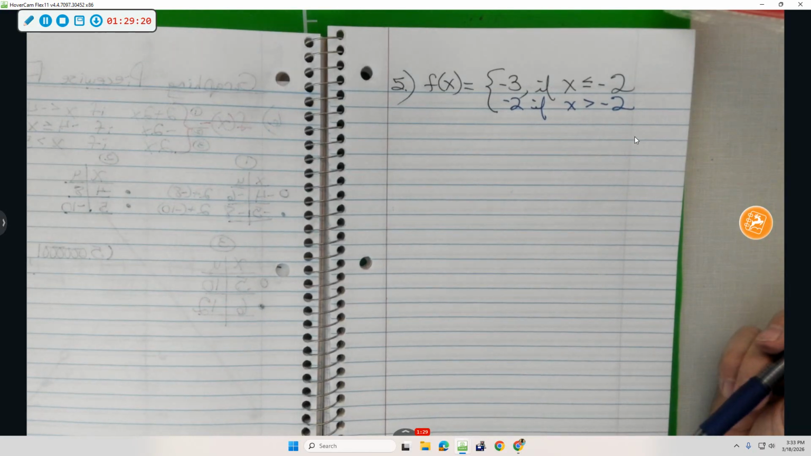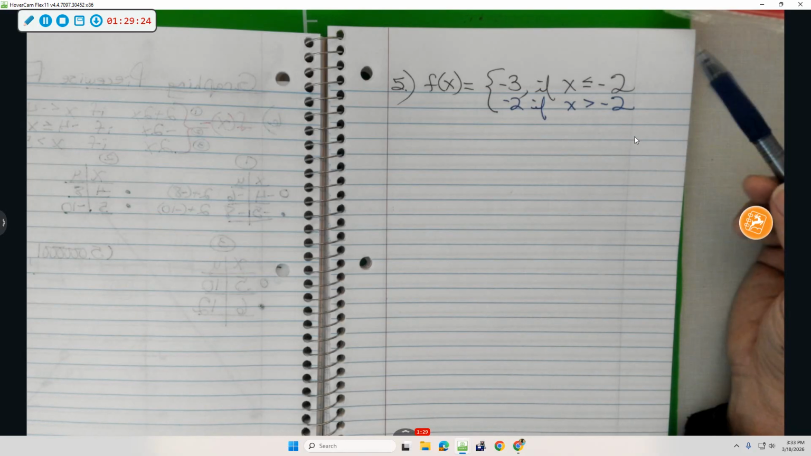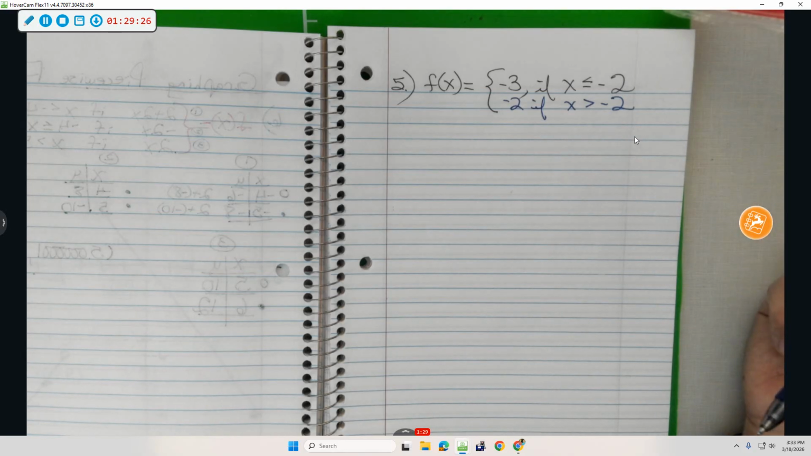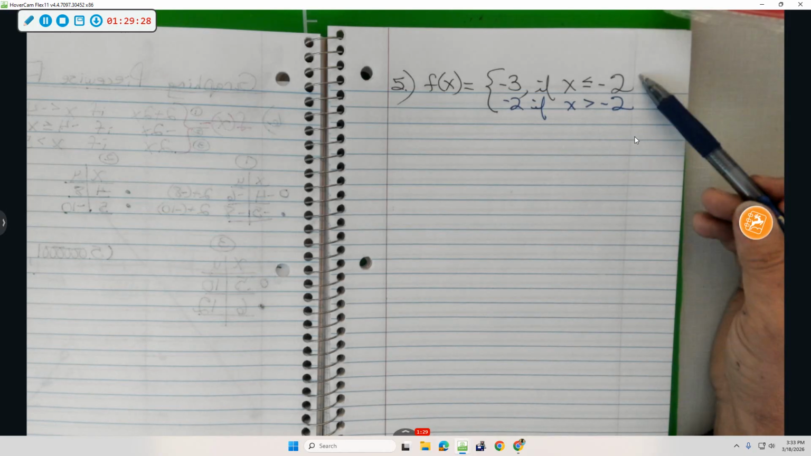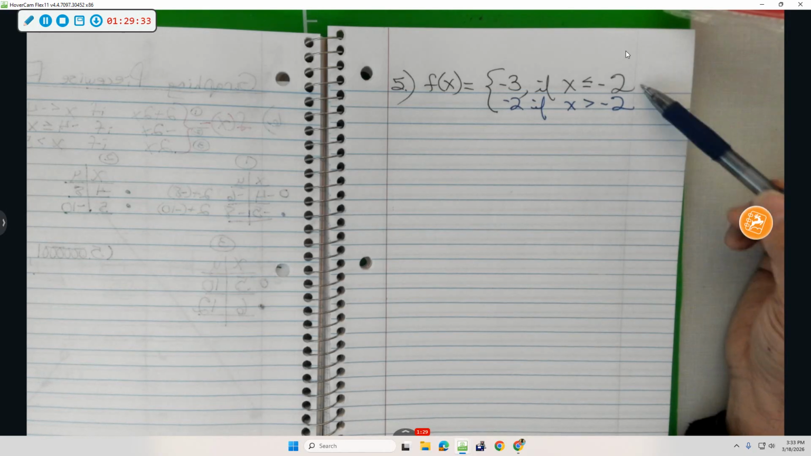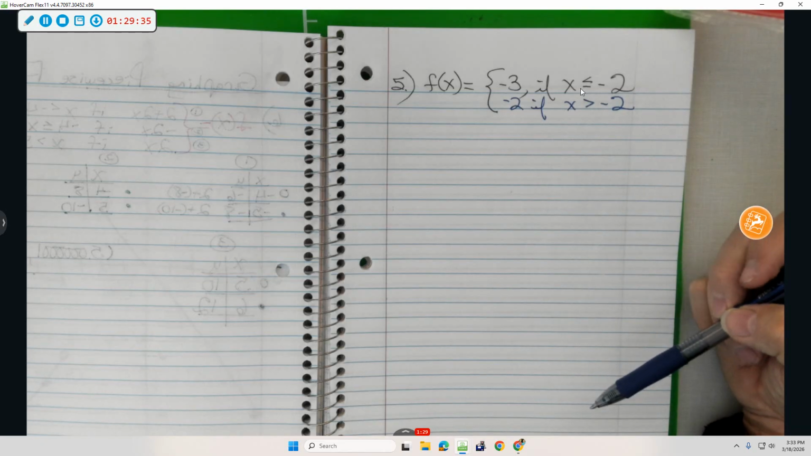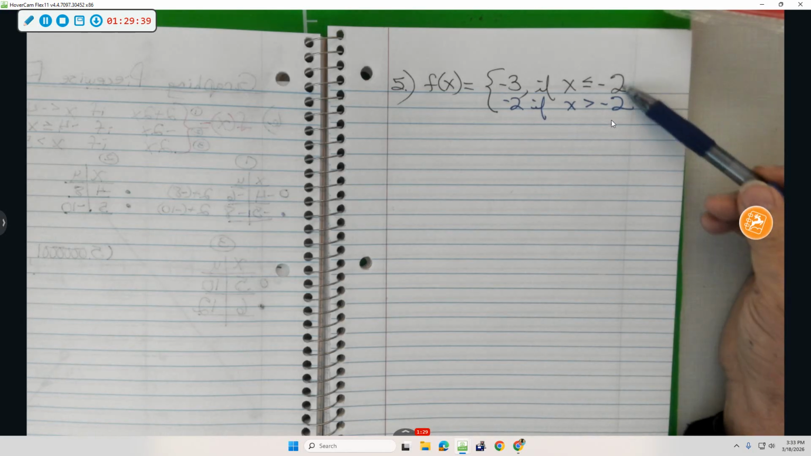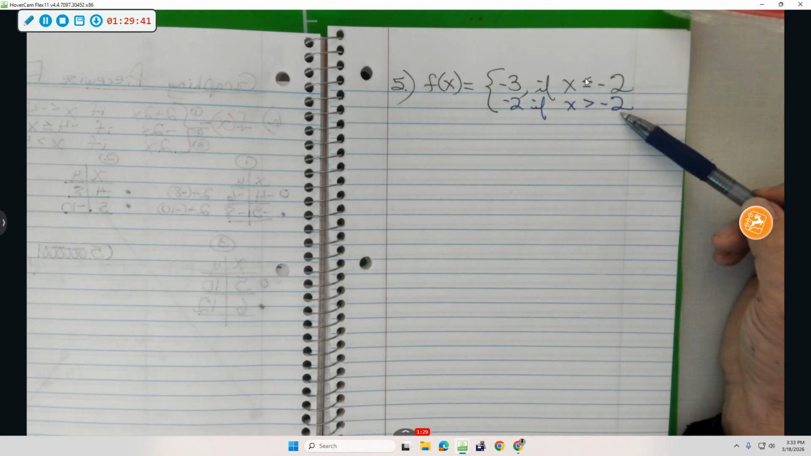In this case, I'm only going to have 2 pieces to draw. What's my cut point? Where does the top piece change to the bottom piece? Where does the black piece change to the blue piece? If you can tell the colors, black and blue. At what x value? It should be obvious. At negative 2. Negative 2 is my cut point.